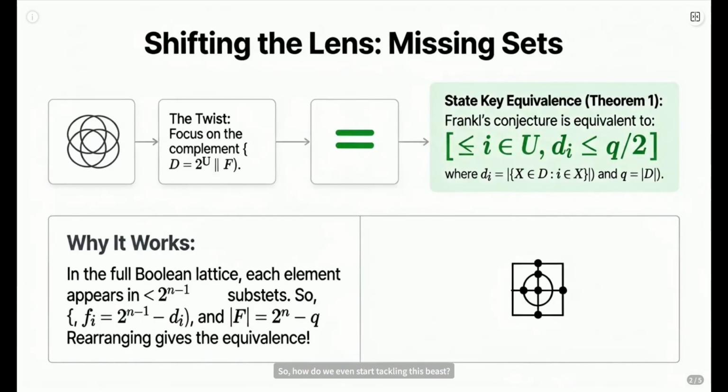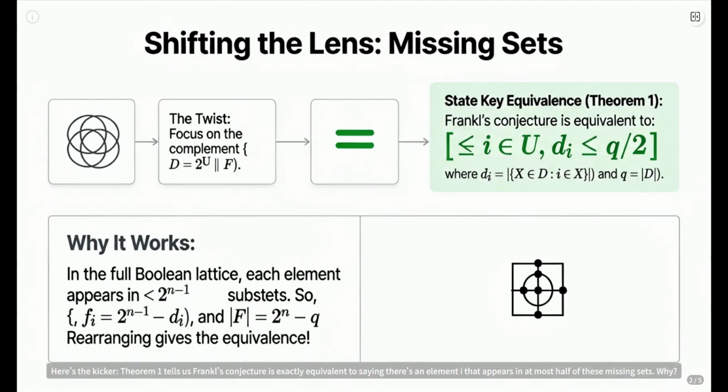So how do we even start tackling this beast? Instead of chasing the abundant element, let's flip the script. Let's look at what's missing. Define D as all the subsets not in our family F. Here's the kicker. Theorem 1 tells us Frankl's conjecture is exactly equivalent to saying there's an element i that appears in at most half of these missing sets.